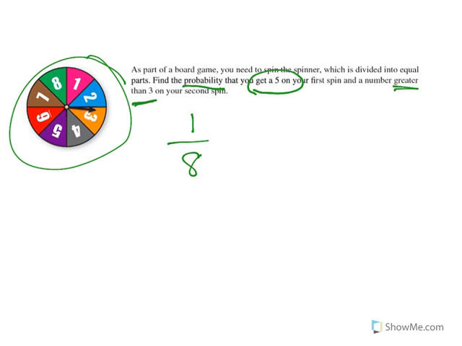And then it says on the second spin, you want to get a number greater than 3. Not 3, but greater than 3. So how many is that? 1, 2, 3, 4, 5 numbers are greater than 3, right? So that means there's 5 favorable outcomes. And how many possible outcomes? Well, there's still 8 possible outcomes because there's 8 numbers on the spinner. So this is your probability of the first thing, and this is your probability of the second thing.